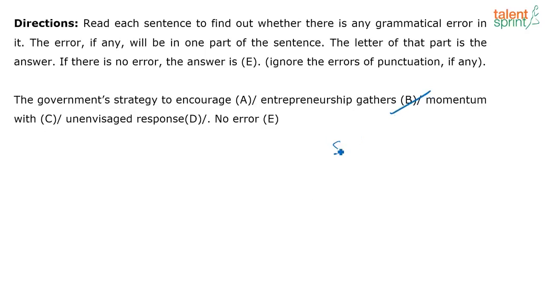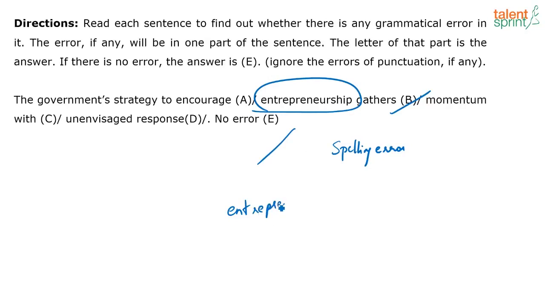The error is our good old spelling error, which is nothing but entrepreneurship. How is it spelt? In fact, I think it's spelled correctly also. I thought it had ER, but it is spelled correctly. Entrepreneurship. This is also correct. So again, no error in this question.